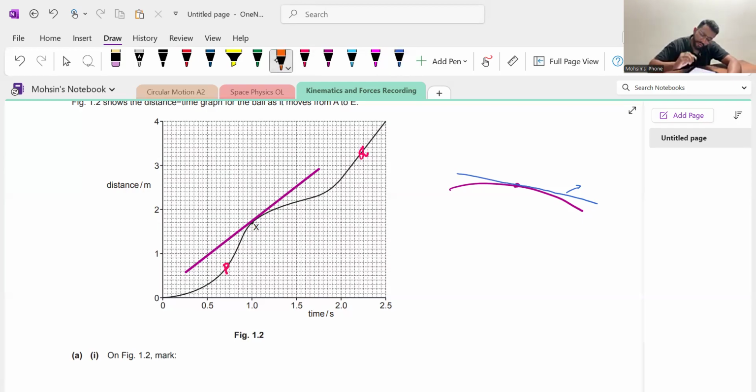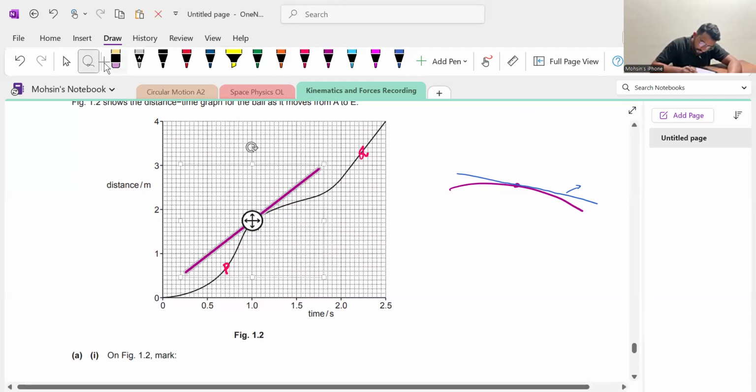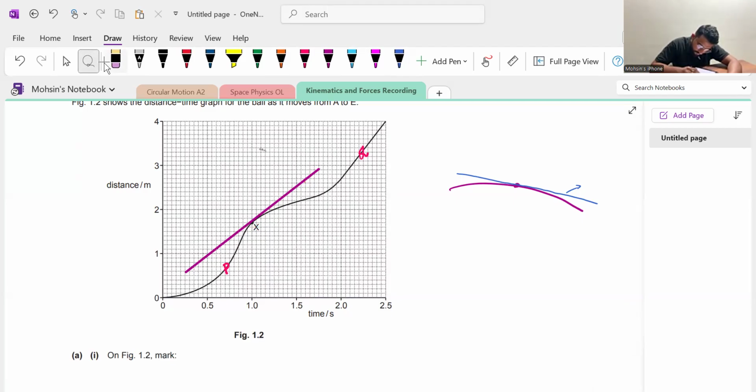So I'm choosing 2 points here. One point is, let me make it a better tangent. It would be more better like this. So I'm choosing this particular point. At this point, if I go on x-axis, I'm getting 1.5 after 1.6. This is 1.65.